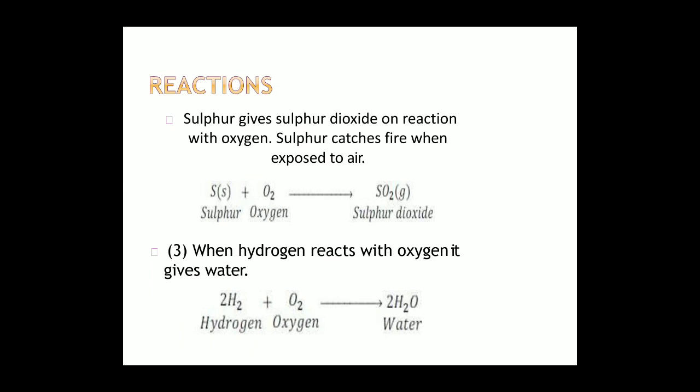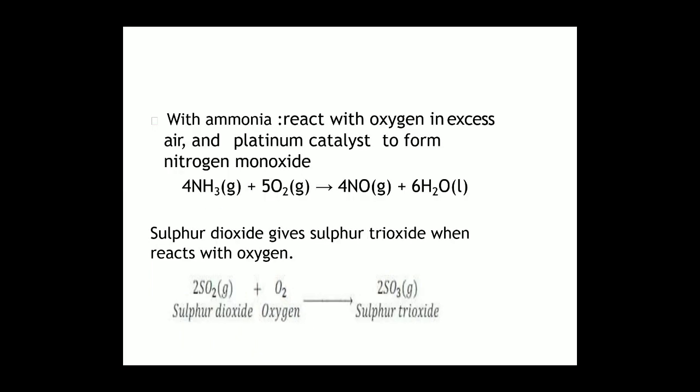Next, sulfur gives sulfur dioxide on reaction with oxygen. Sulfur catches fire when exposed to air. Next point, when hydrogen reacts with oxygen, it gives water. Ammonia reacts with oxygen in excess of air and platinum catalyst to form nitrogen monoxide. We know very well that ammonia sometimes behaves as a weak base. Ammonia reacting with oxygen gives nitrogen oxide. Next, sulfur dioxide gives sulfur trioxide when it reacts with oxygen.